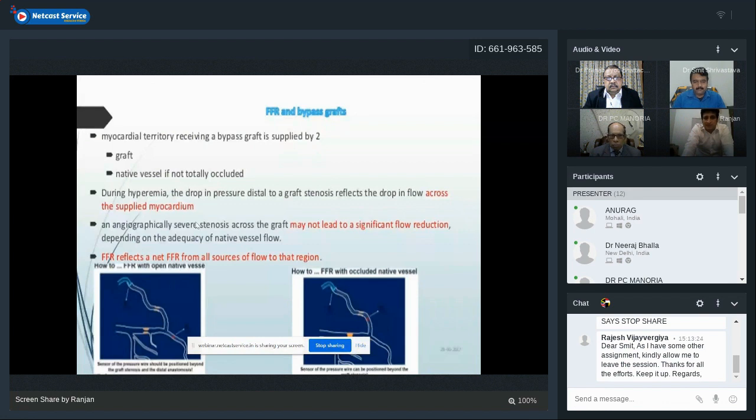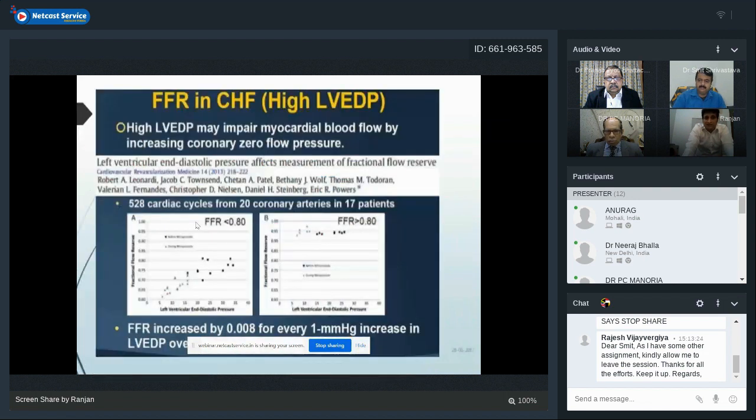Bypass graft. So I think the key is this. Bypass graft, if there are lesions, position it. Go through the tissue artery, position it way beyond the graft if possible, or if it is in the graft, go through both the lesions and position. If it is a negative FFR, you can just forget it. That's how you do a bypass graft.